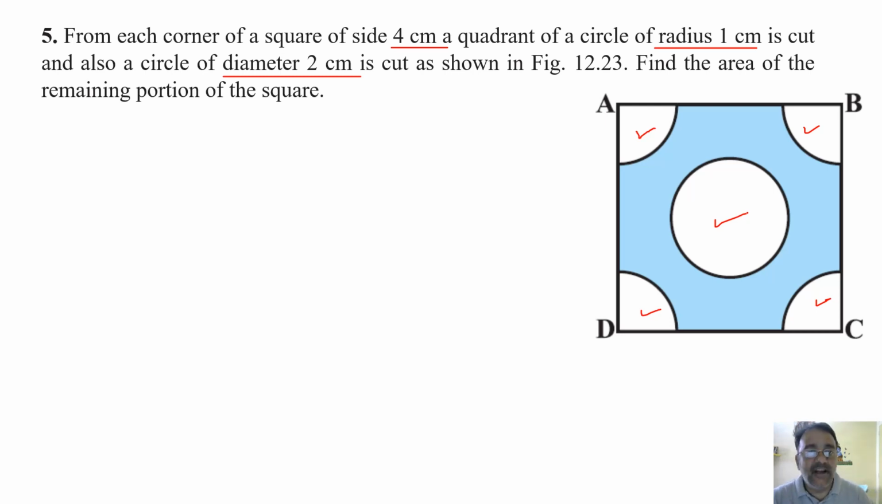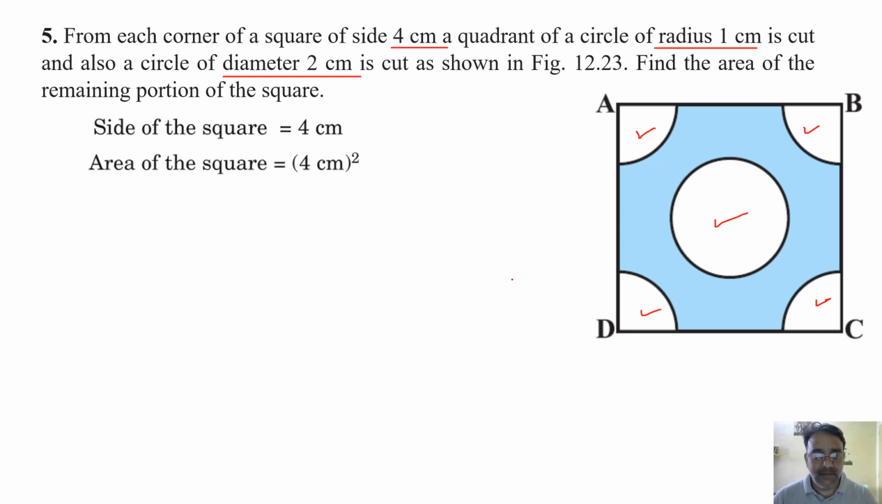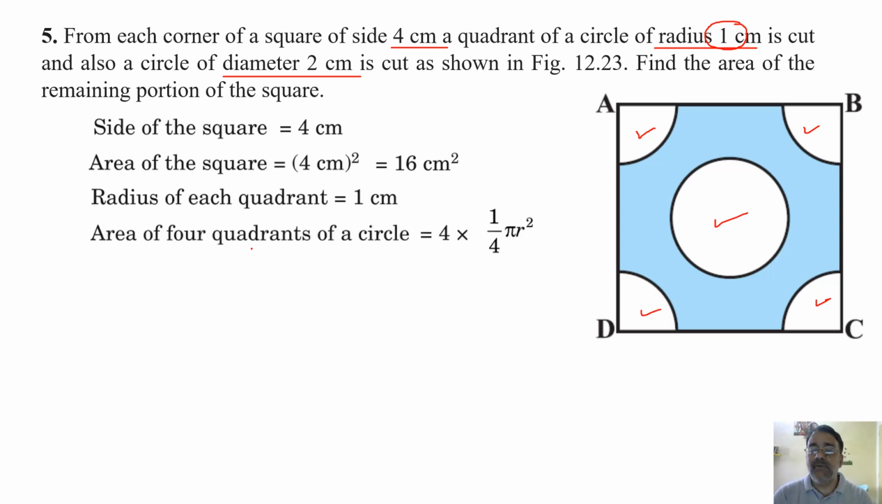So what is the side of the square given? 4 centimeter. So what will be the area of the square? 16. Very good, 16 centimeters square. And the radius of each quadrant is given as 1 centimeter. So the area of 4 quadrants will be equal to 4 into 1 by 4 pi r square. The formula for the area of one quadrant is 1 by 4 pi r square. So for 4 quadrants you have to multiply by 4. So you will get one full circle, that is pi r square.